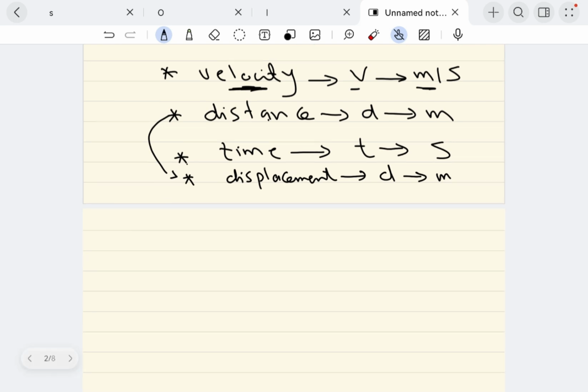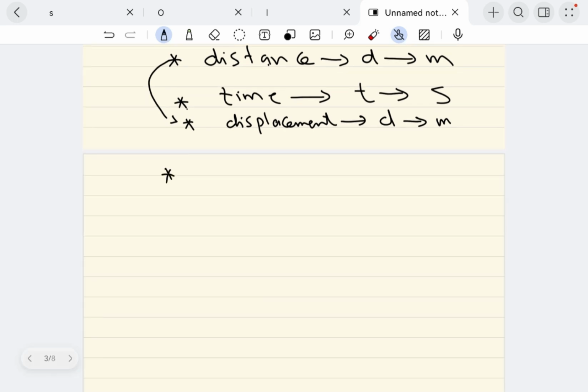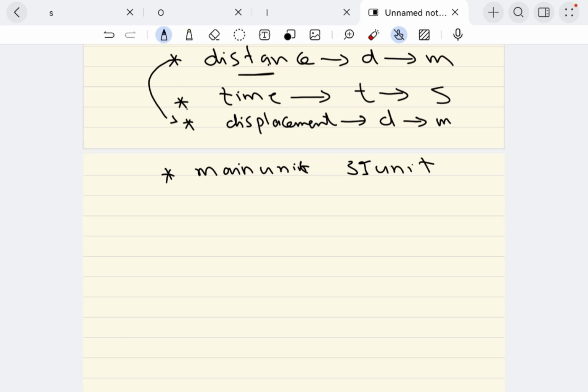Okay, we have the main units, or SI units, for these. Like distance, we said it's measured with meter. This is called the SI unit, or international unit, for measuring distance.